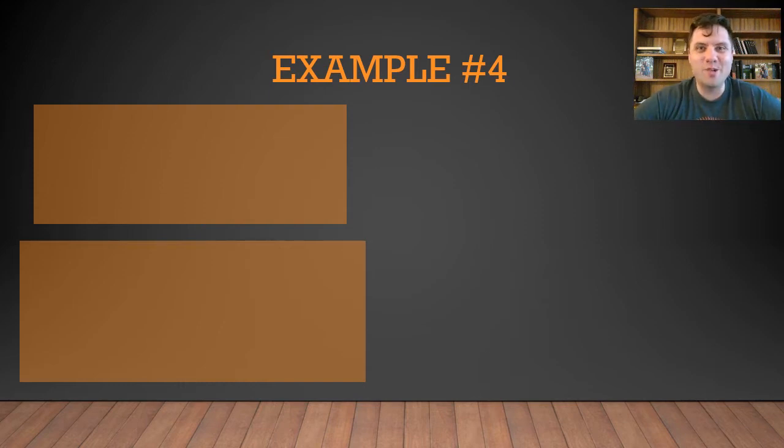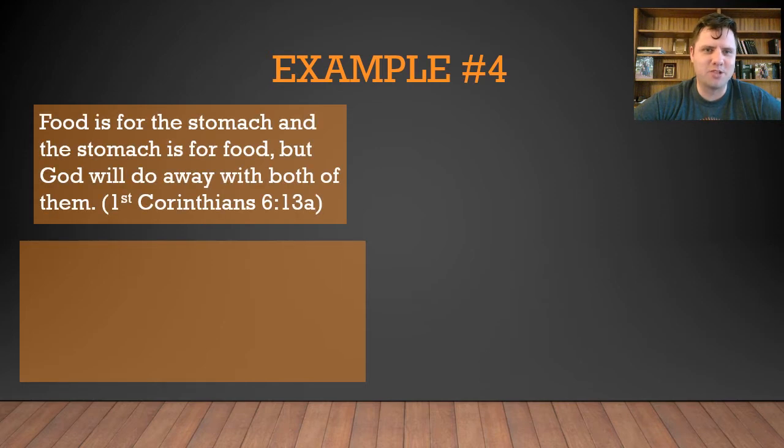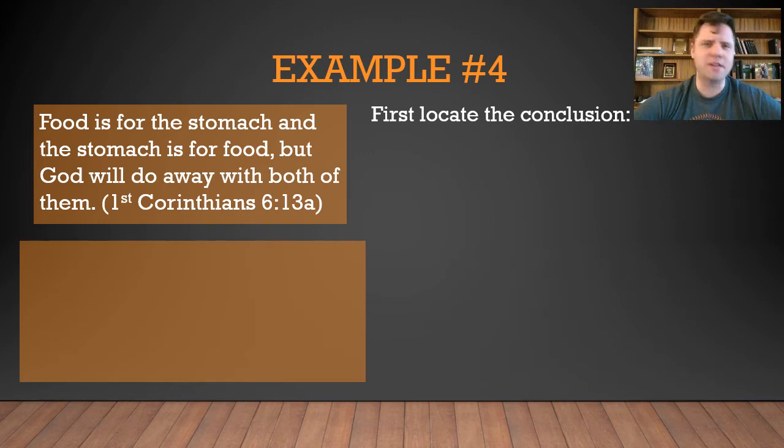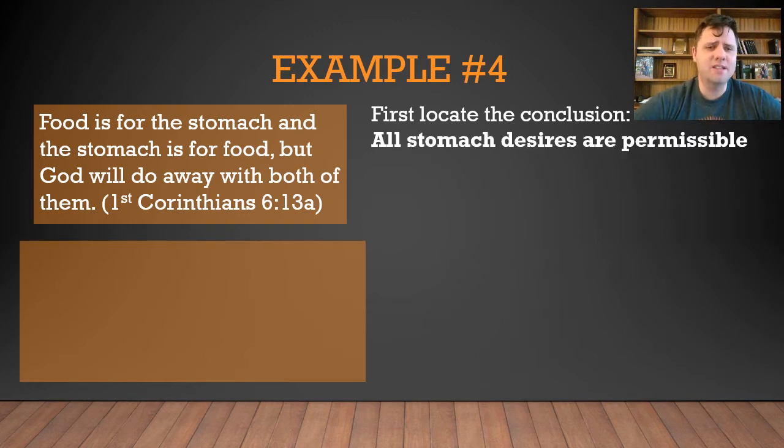But I'll show you this playing out from a passage I was looking at this past week. So 1 Corinthians 6:13 says, "Food is for the stomach, and stomach is for food, but God will do away with both of them." So the first thing I have to do, again, is to locate the conclusion. In this case, it's something along the lines of this: all stomach desires are permissible. This little saying, food is for the stomach and stomach is for food, was a kind of cliched maxim that was being utilized to say, hey, if food's made for the stomach and stomach is made to digest food, then anything that your stomach desires is something it's permissible for you to eat.